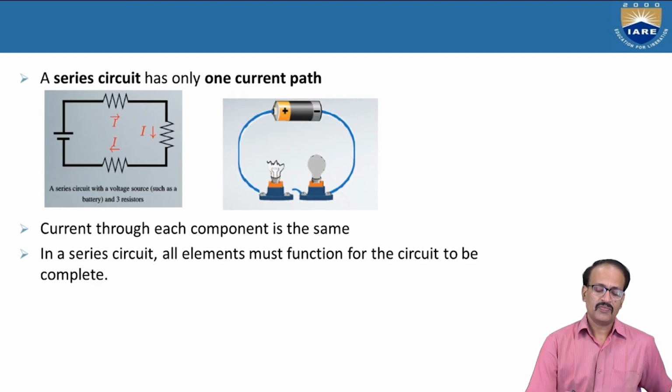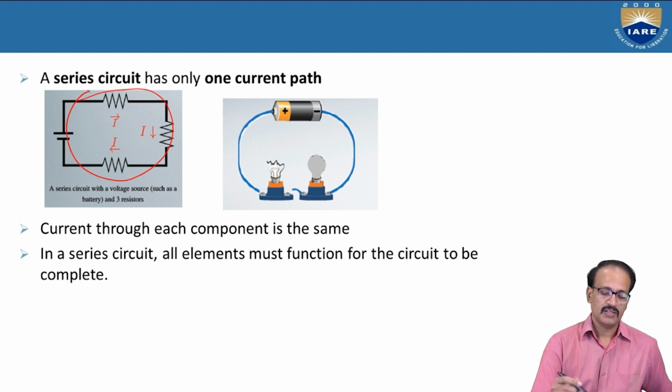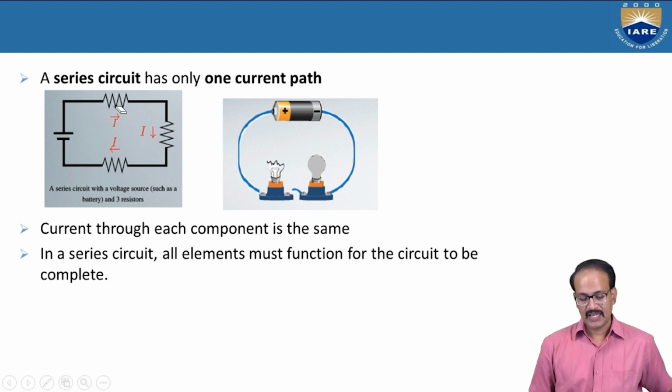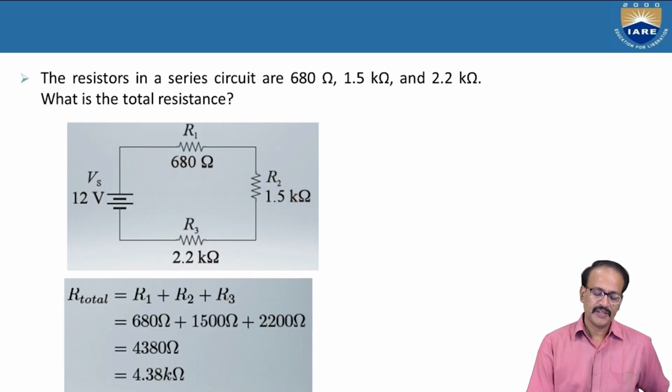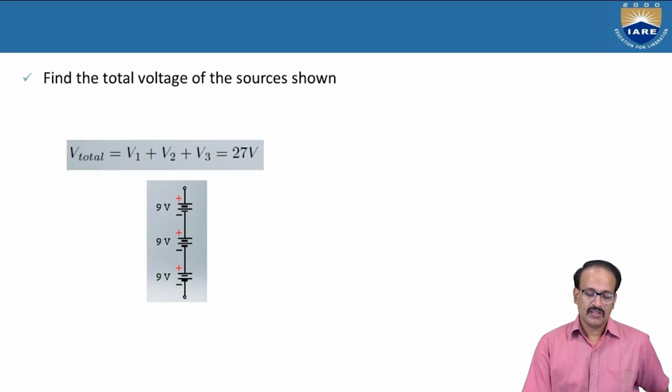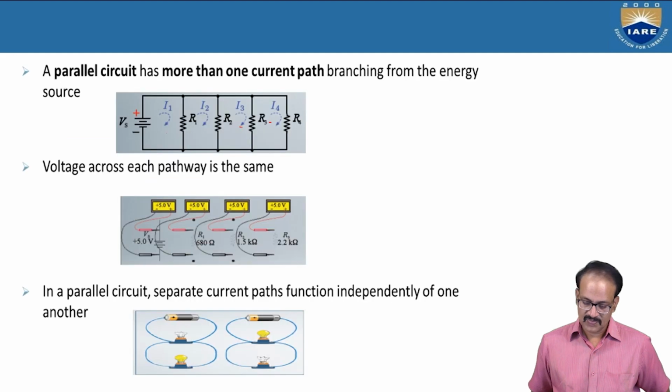So this is showing why in the series circuit the current will be the same. Since there is only one path, only one current will be there, that is I. And we have found the equivalent resistance in a series circuit. In a series circuit, we can simply add the resistances and find the equivalent resistance. And similarly here, this is a series circuit, we have to find the equivalent resistance. So 680 plus 1.5 plus 2.2 kilo. So that is R1 plus R2 plus R3. So we got 4.38. So here also V total is V1 plus V2 plus V3.